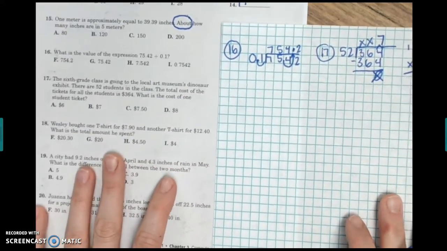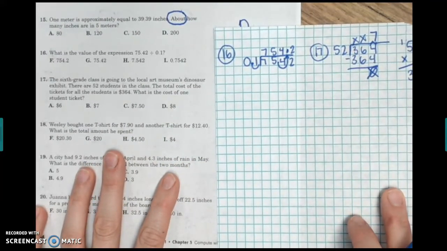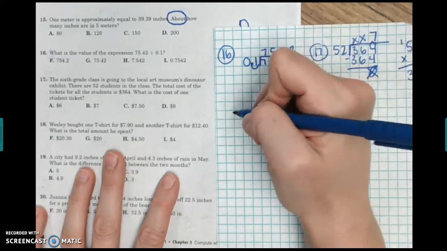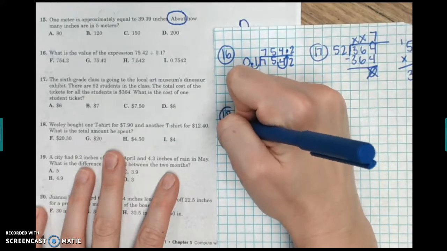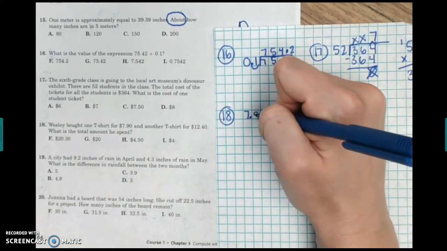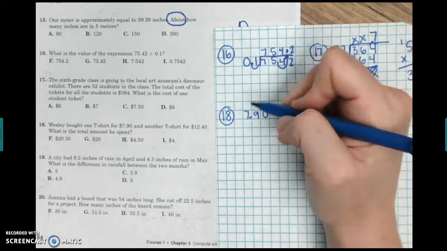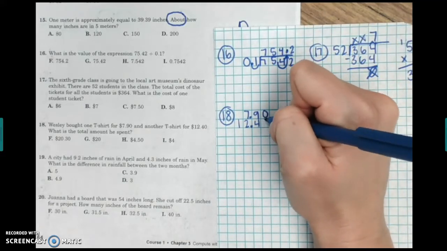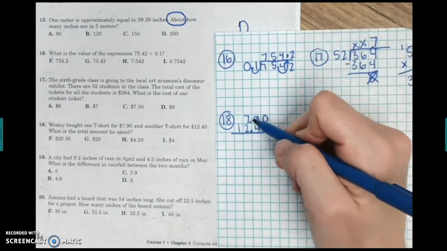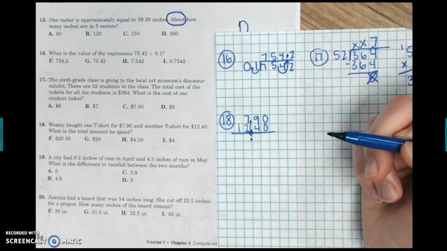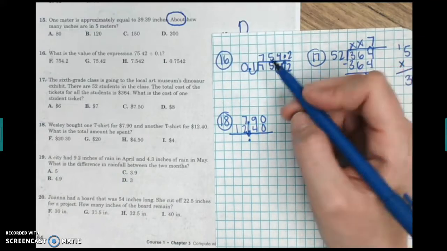Number 18. Wesley bought one t-shirt for $7.90 and another t-shirt for $12.40. What is the total amount? So what are we going to do? Add. They're asking for the total amount. Okay, so I have 7.90, and what am I going to add? I need to make sure my decimals are lined up. To double check that, I'm going to draw my arrow down. If you're drawing through a number, that means you didn't line your decimals up.